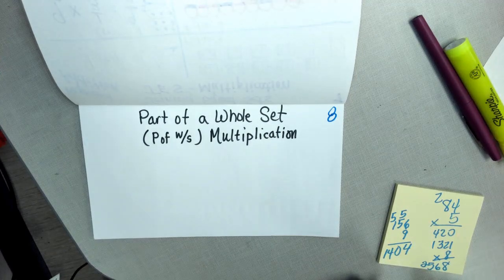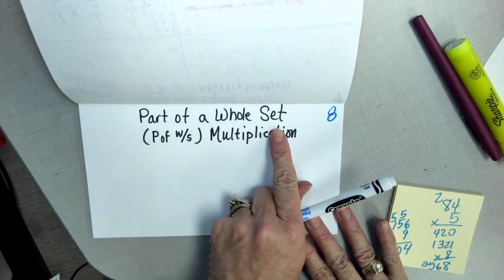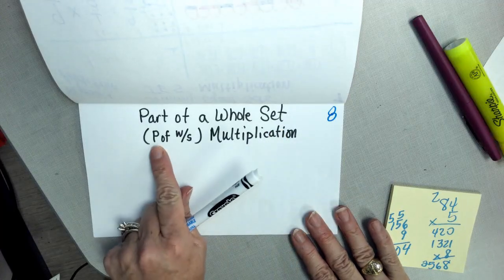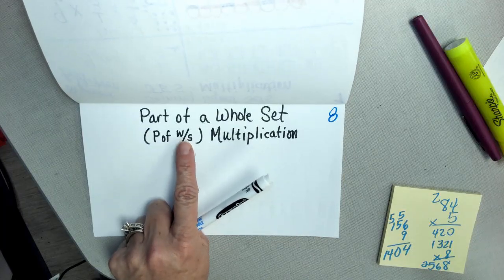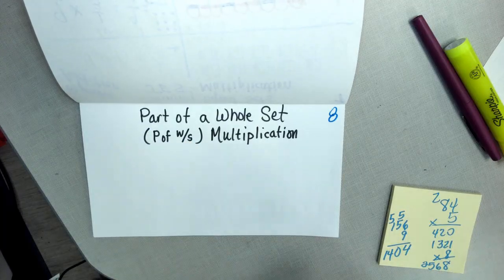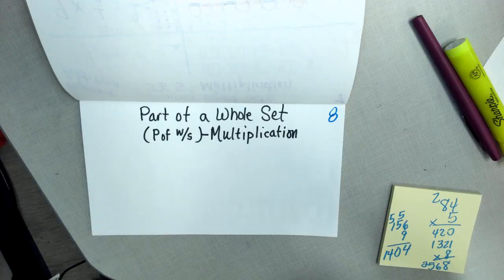So we're on page 8. Our title is part of a whole set. This is the abbreviation I usually use when I'm naming what kind of action we're talking about: part of a whole, or WS. And remember, part of a whole, multiply. Excellent.